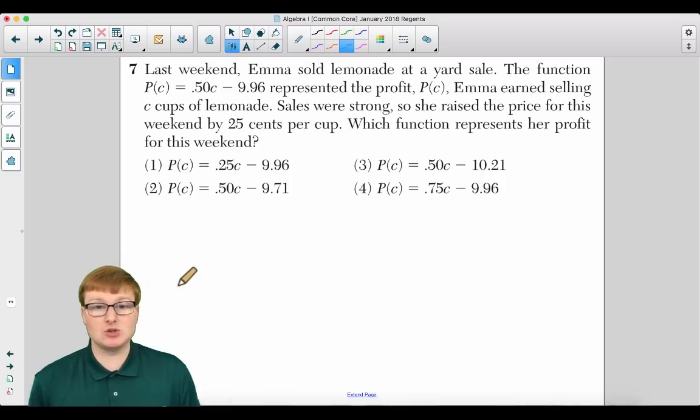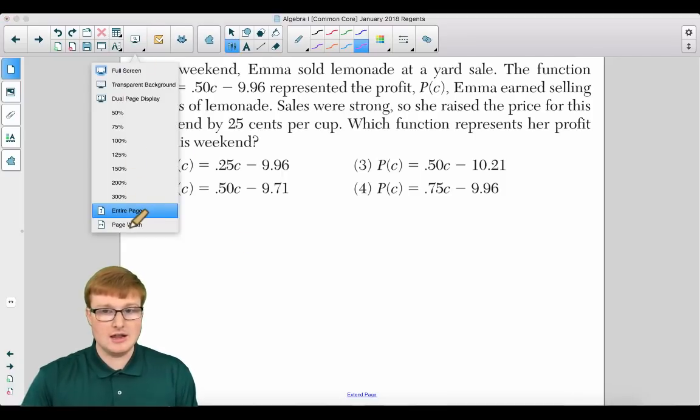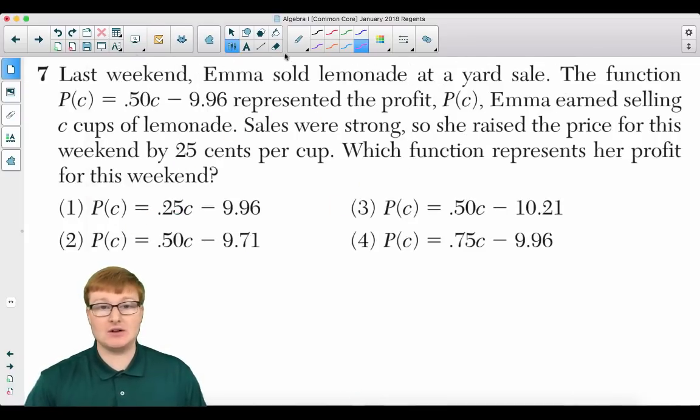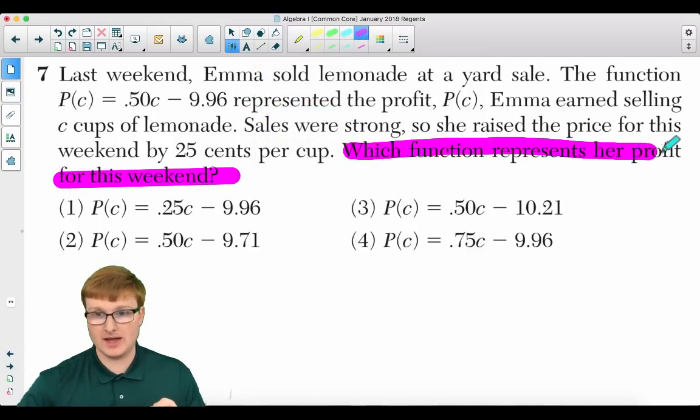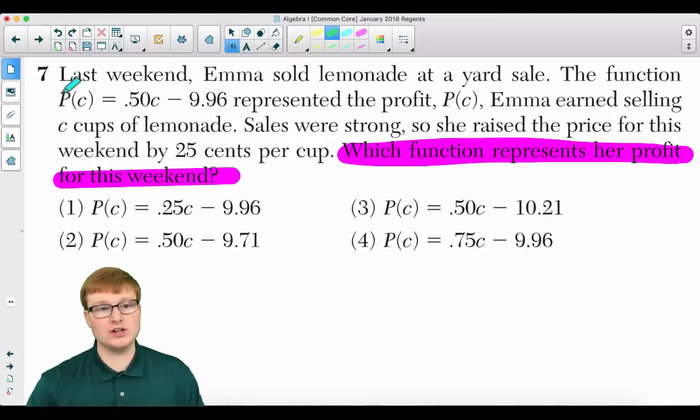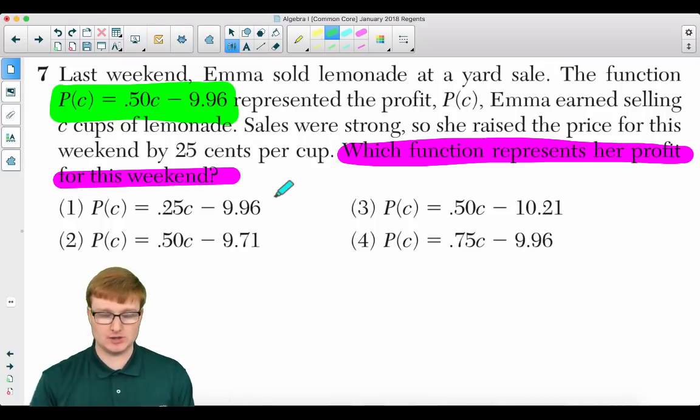Number 7. Last weekend, Emma sold lemonade at a yard sale. The function P of C equals 0.50C minus 9.96 represents the profit, P of C, Emma earned selling C cups of lemonade. Sales were strong, so she raised the price for this weekend by 25 cents per cup. Good for her. Which function represents her profit for the weekend? So now, understand here, we are looking at the weekend that she upped the price. So this, ladies and gentlemen, is her original profit function.